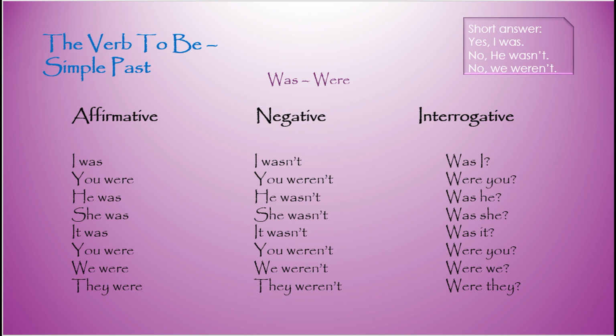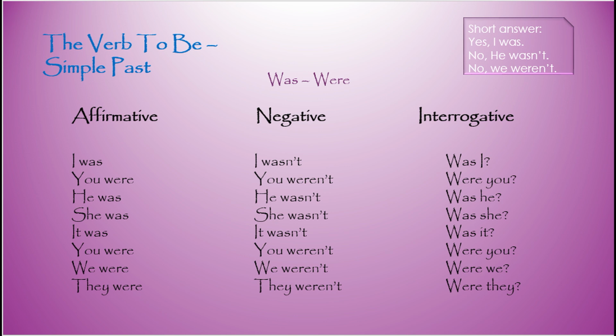For example, I was rich, he was a teacher, they were my friends, we were French, you were 14, and my house was downtown. In negative, was and were become wasn't and weren't. For example, I wasn't sure, they weren't here, she wasn't a salesperson.